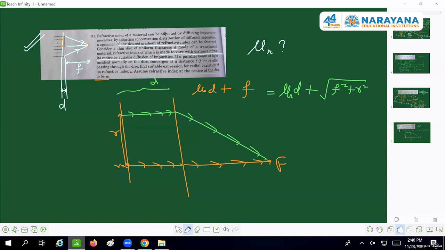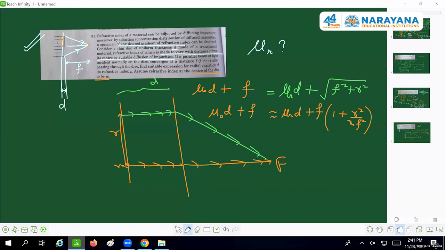Now just use that approximation here. This equation is simply mu r into d plus, and because f is large, it becomes r, and then it is 1 plus r square by 2f square. Now just observe this. This will come out as mu naught d plus f. It will be f, so I have taken f common instead of r. So let me write f.